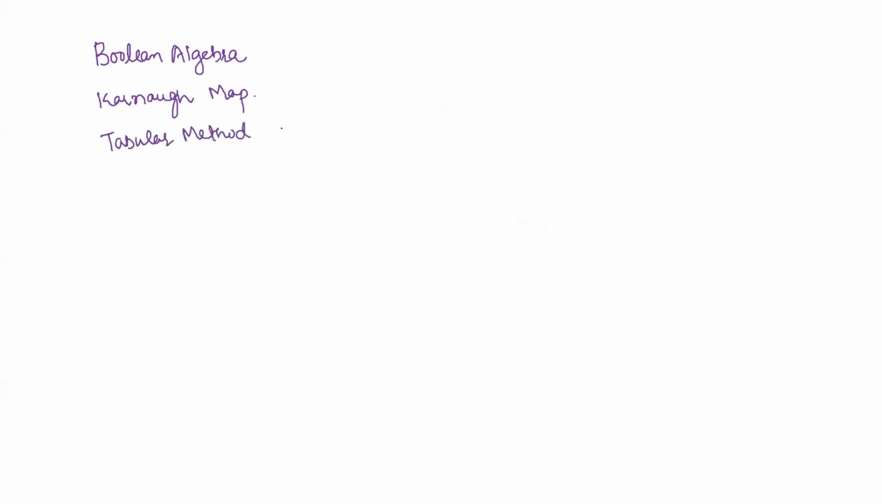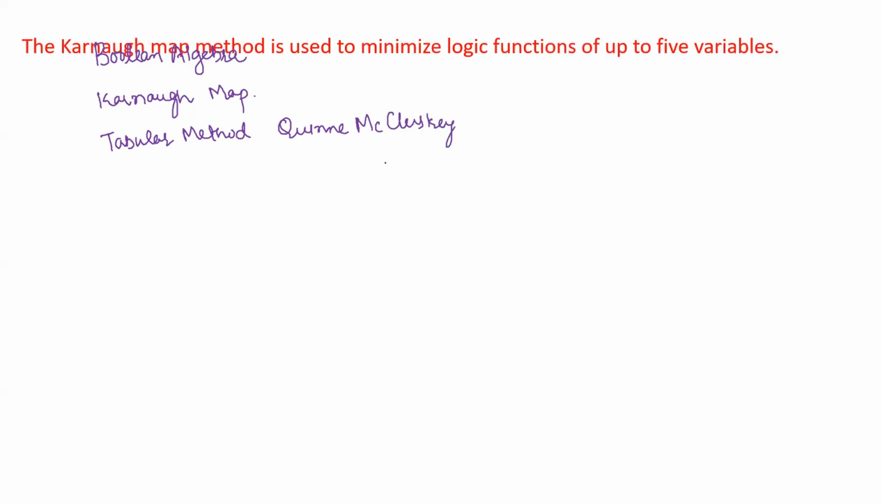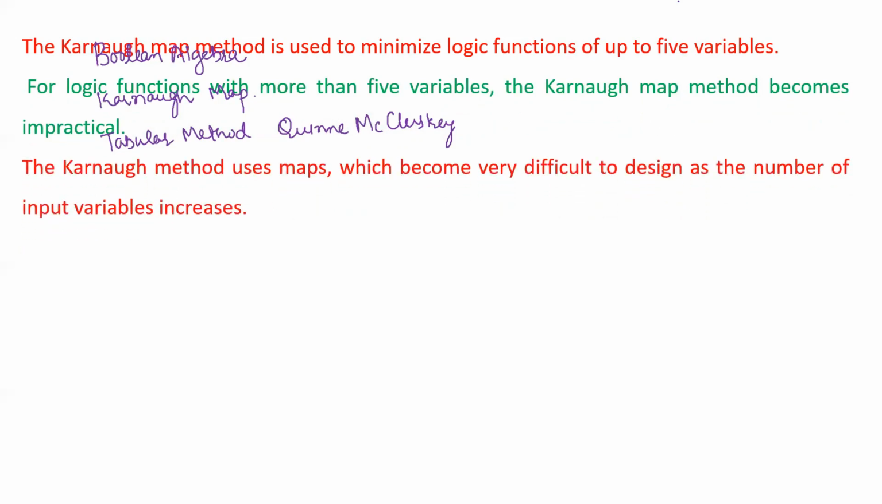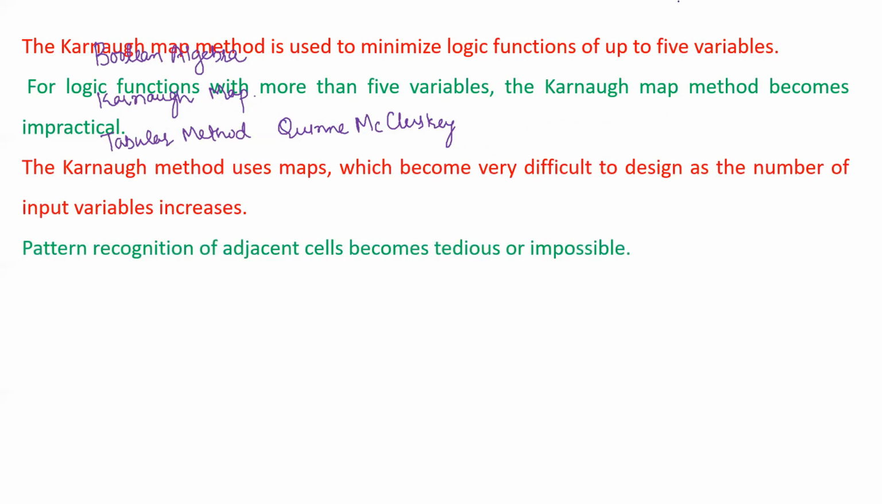This is also called the Quine-McCluskey method. So let's discuss this method. The K-map method is used to minimize logic functions up to 5 variables. When it becomes 6, it becomes very difficult to solve with a K-map, so you find it impractical and look for an alternative. Pattern recognition of adjacent cells becomes tedious or impossible with 5 or 6 variables. Then we have another method called the Quine-McCluskey method.